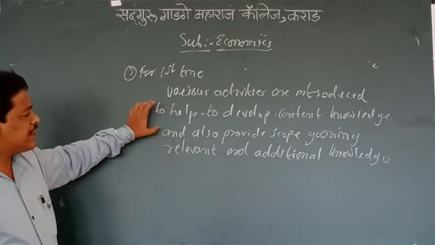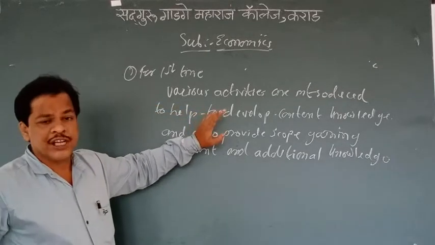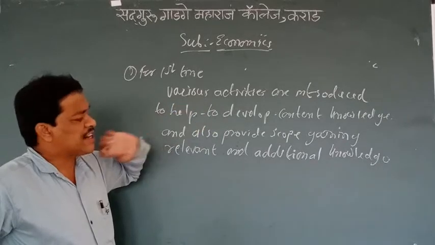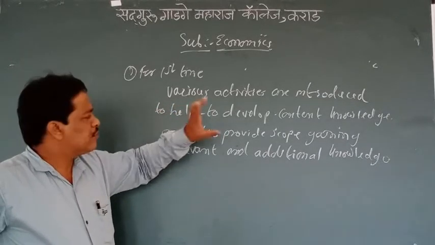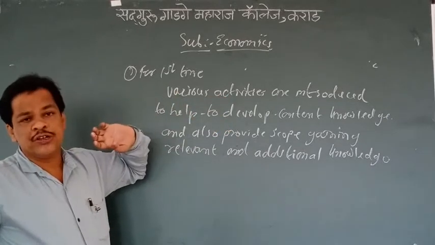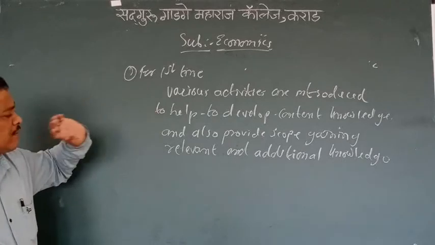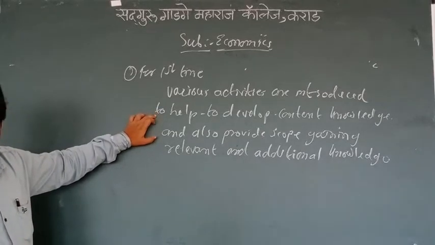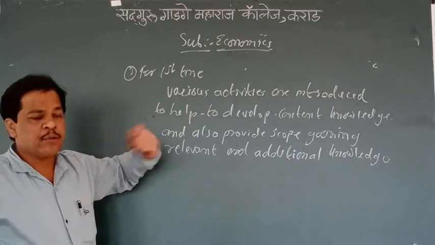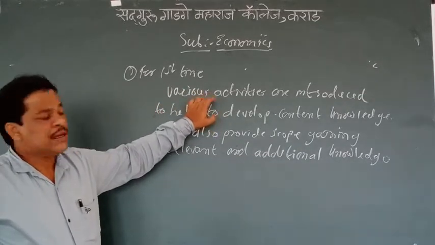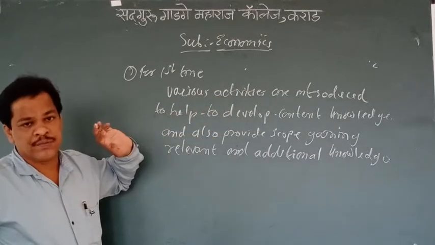When you observe your textbook, you can understand that various activities are introduced. The student should not only read the book, there are some activities. It is important to see these activities, or you should have some discussion with your friends. You should make your groups, and these activities are to be discussed. It is important for a student to make a group. Various activities are introduced to develop content knowledge.